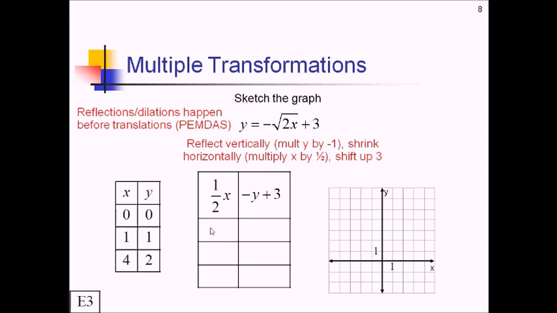1/2 times all of that gives us 0, 1/2, and 2. And then we've got negative y plus 3. So negative 0 plus 3, negative 1 plus 3, and negative 2 plus 3. Graphing all that, 0, 3, 1/2, comma 2, half grid line, and 2, comma 1. So we have an upside down square root function that has been shrunken a little bit horizontally and shifted up.